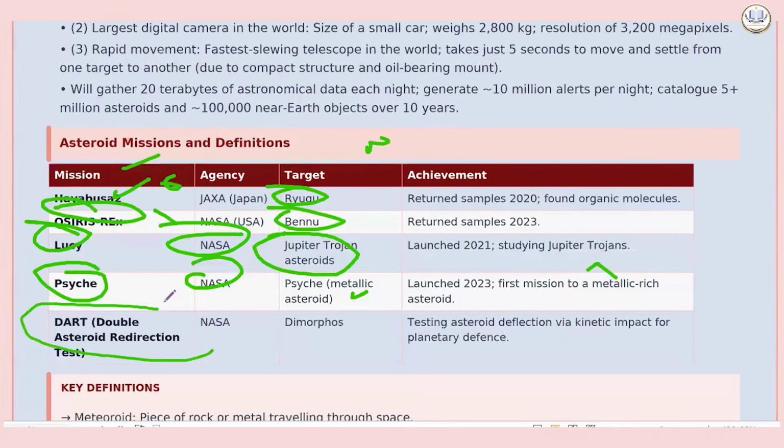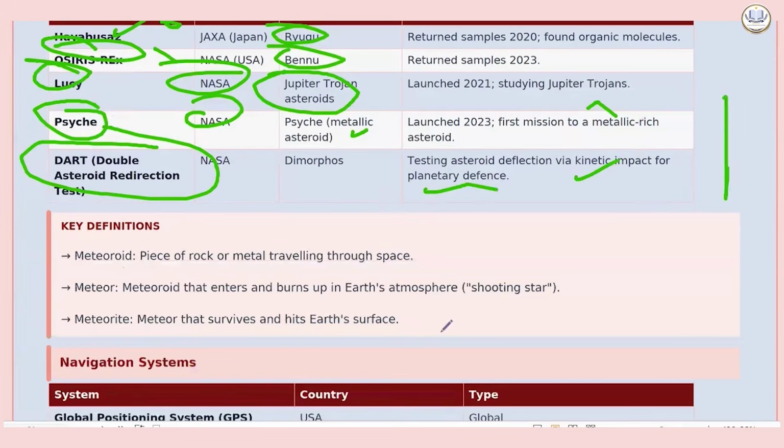Then we have DART, that is Double Asteroid Redirection Test. As the name suggests, redirecting the asteroids. The target was Dimorphos, testing asteroid deflection via kinetic impact for planetary defense. Otherwise, it can strike the Earth as well.